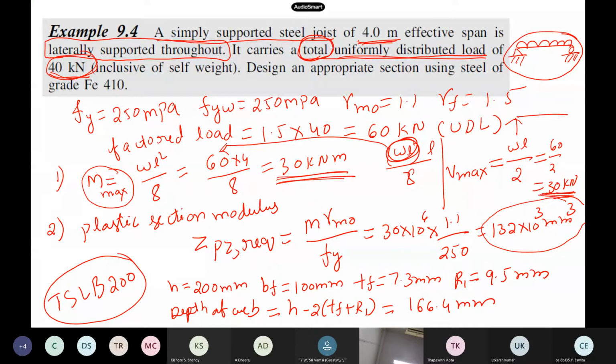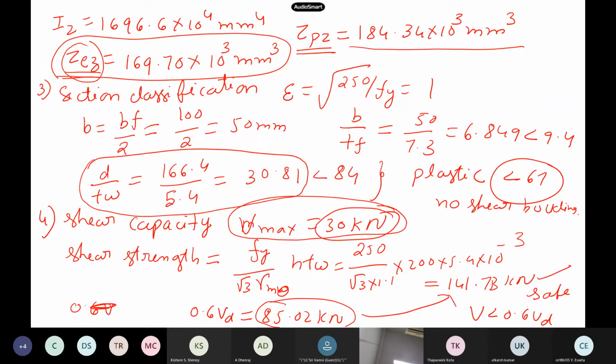So in the previous problem, because the load is UDL, there was no need to check web crippling or web buckling under the load, because it is not a concentrated load. But the only thing was we have to check near the support. So that is how we did it for the previous problem.